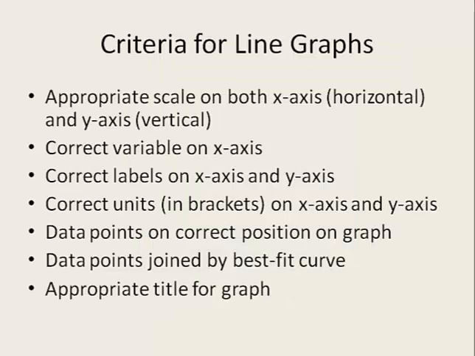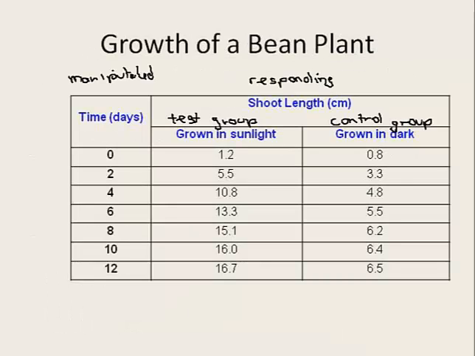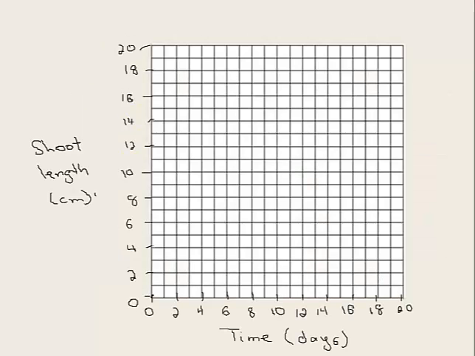Okay, for this particular graph, we're also going to need a legend because we have 2 groups here. We have one set of data for our group that's grown in sunlight, our test group, and another set of data for our control group, which is grown in the dark. So we're going to have a legend on this one. Normally the legend goes on the right-hand side, but I don't have any room here. So I'm going to put a legend here.